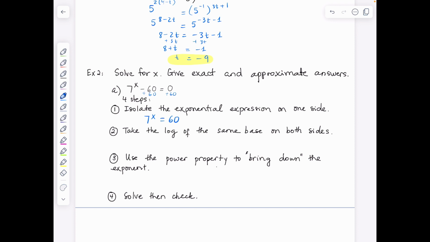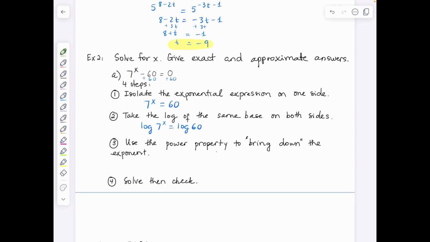Step 2, we want to take the log of the same base on both sides. In this scenario, you can pick the base that you want. However, because our calculator only comes with log base 10 and log base e, that's what we're going to be using. So you can do log base 10 of 7 to the x is equal to log base 10 of 60. Notice that we don't usually write base 10 if it's a common log. We just write log.